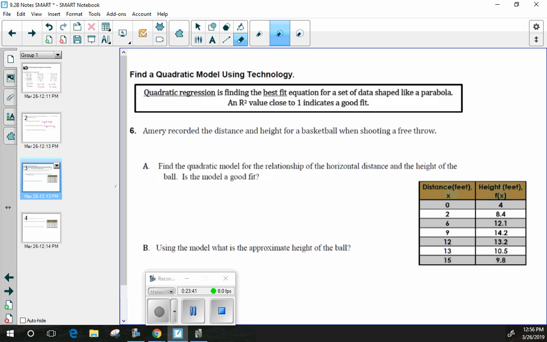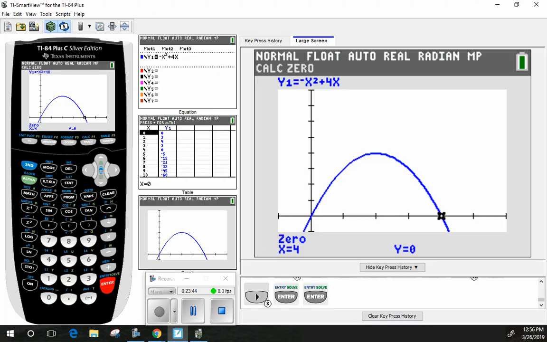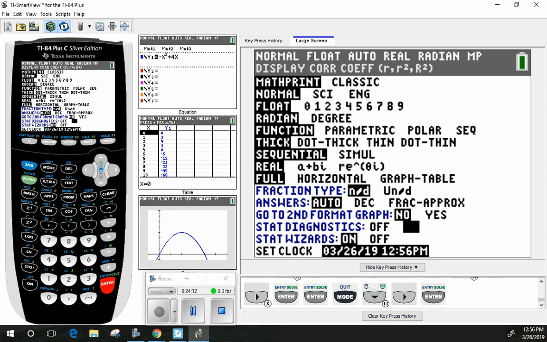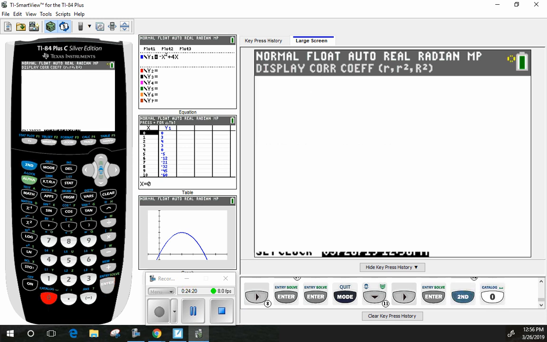So first and foremost, quick review. Before we begin, you want to make sure your diagnostics are on so we can get that correlation coefficient. On most of the calculators, you can go to mode, and you'll see down here it says stat diagnostics off. If it's off for you, change it to on. If you have an older model that doesn't have this, you need to go to the catalog down where the 0 is, in blue, so you would go second catalog.